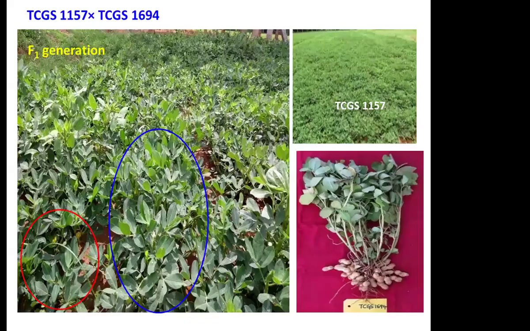Next slide, please. I wanted to show these are F1. Some cells will be there in between. The red one is again self. These blue ones, in the blue ring, are hybrids. Like that, within a row we have to see and identify the F1s.